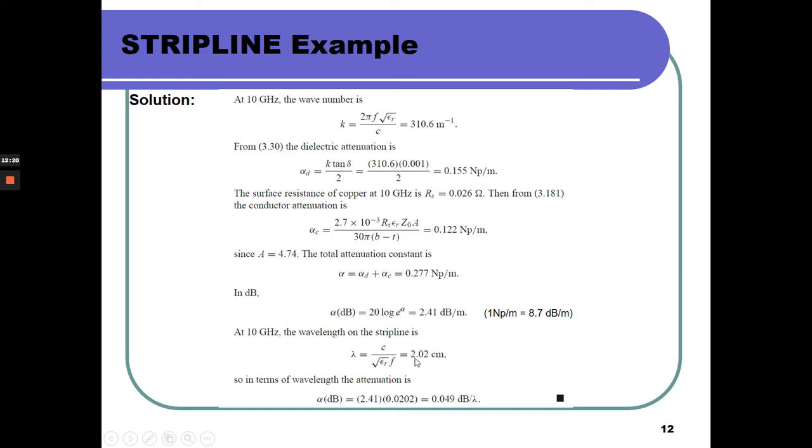From there we get it in centimeter. Since we know that this is a meter value, we need to divide this by 100. Once you divide by 100, you get this one, and then we will multiply with this, which will give us the total dB per lambda value. So it's as easy as that.